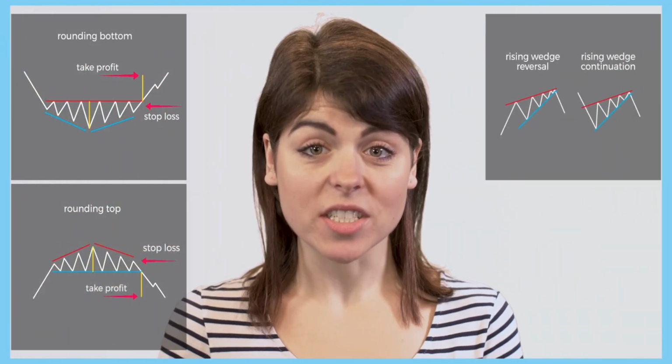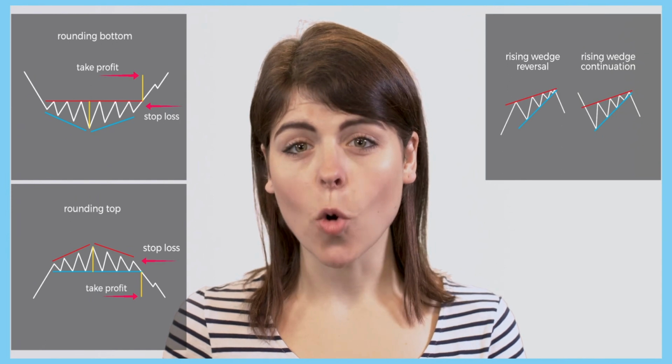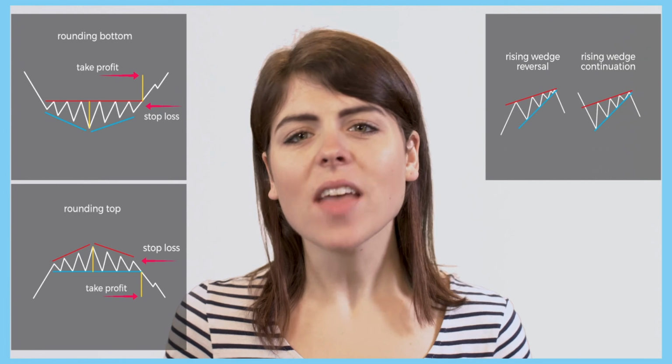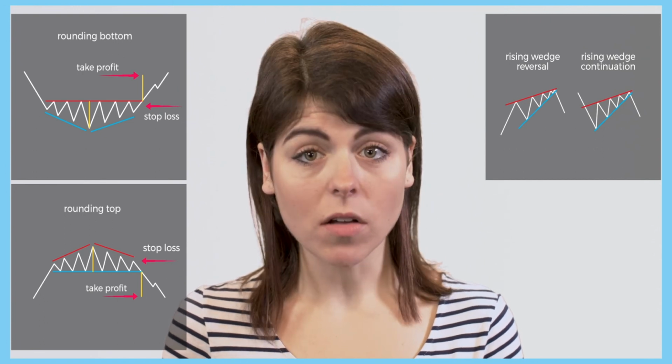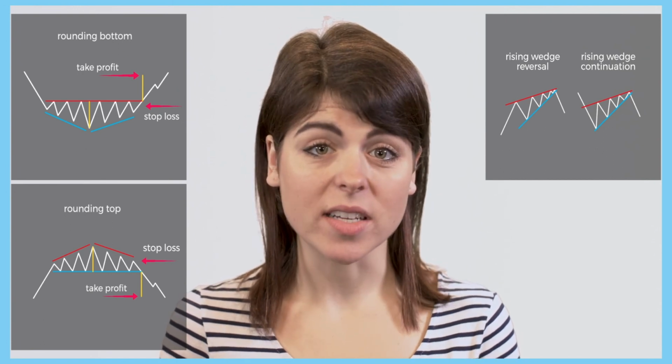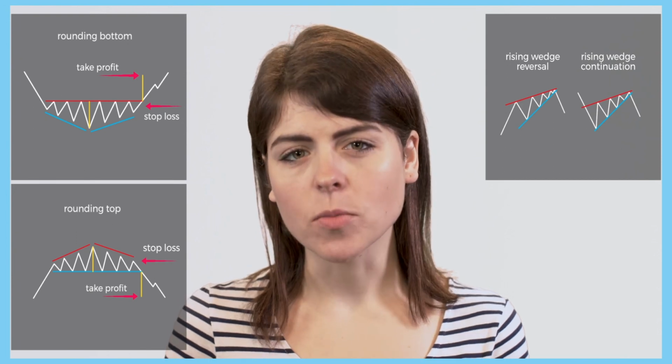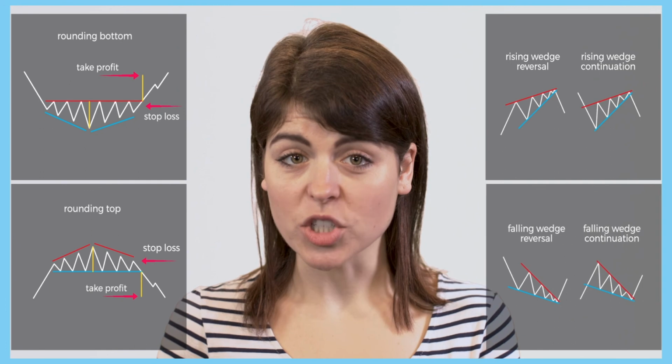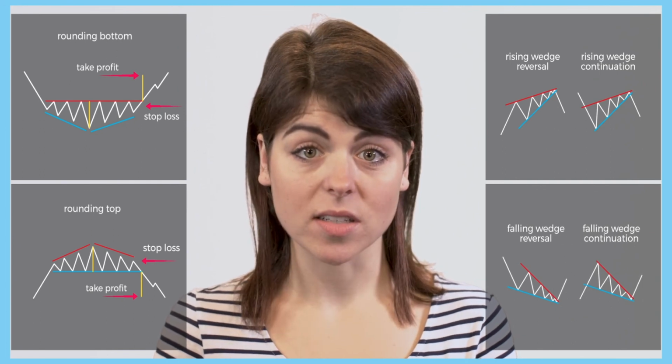Finally, we looked at wedges. A rising wedge can form in either an up or downtrend and is a bearish pattern. That means the price is likely to fall after, regardless of preceding trend. It's only confirmed when the price crosses through support. A falling wedge is a bullish pattern with the opposite characteristics.